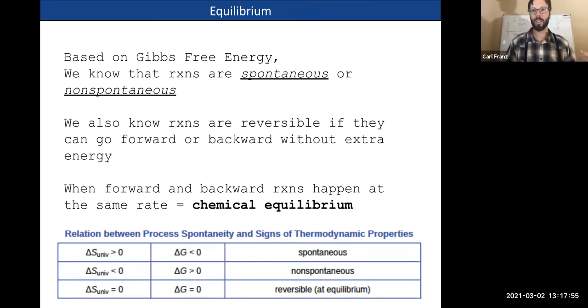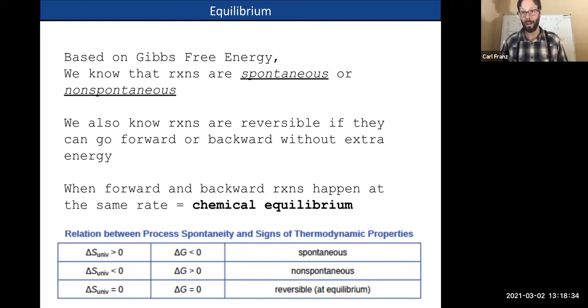Okay. So when the products are going back to reactants and the reactants are driving forward into products at the same rate, we reach equilibrium. Okay, it doesn't mean that the reactants concentration is equal to the product's concentration necessarily. It just means that it's going back and forth at the same rate. Okay. And when that happens, it's reversible, and entropy is going to be equal to 0.